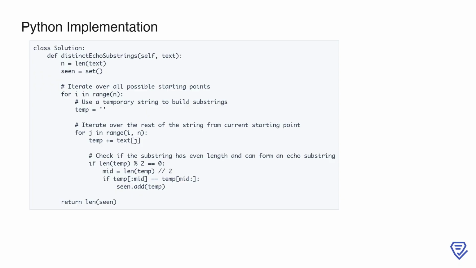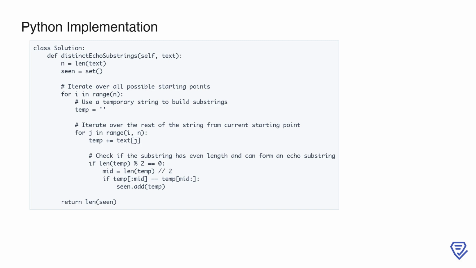4. Echo check. For each substring in temp, if its length is even, it is split into two halves. The two halves are compared to check if they are identical. If they match, the substring is added to the seen set. 5. Result. At the end, the function returns the size of the seen set, which contains all distinct echo substrings.